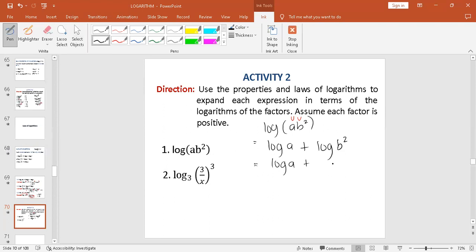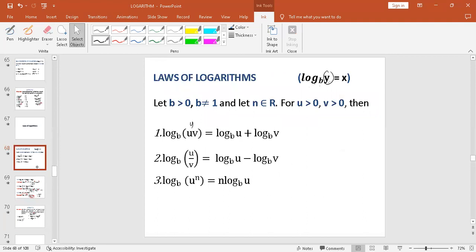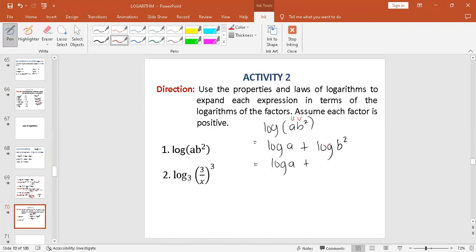Look at the second term. Log of B raised to 2. Tingnan nyo, ano yung kaparehas niya? May exponent. Diba? Third law. So, anong gagawin natin sa exponent? Ilalagay natin sa unahan ni log. Okay? So, ang mangyayari, class, we will bring 2 here. Okay? So, it will now become 2 log of B.